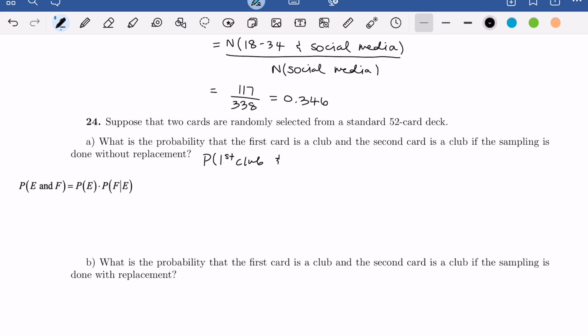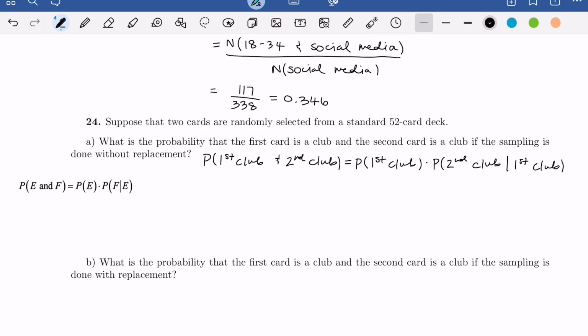And the probability that the second is a club. So that'll be event F. So this is going to be given by the probability of event E, the first card being a club, times the probability that the second card is a club, given the first card is a club.